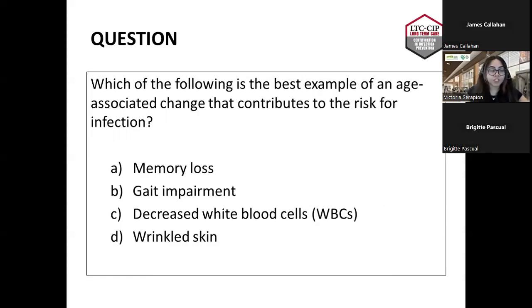This is my next question. Which of the following is the best example of an age-associated change that contributes to the risk for infection? Is it A, B, C, or D? So the answer is C, decreased white blood cells. So this is an example of an age-associated change. We know that white blood cells help to fight off infections in the body, but as you get older, you have a diminished amount of white blood cells within your body, so you're not able to fight all these pathogens as you were before.